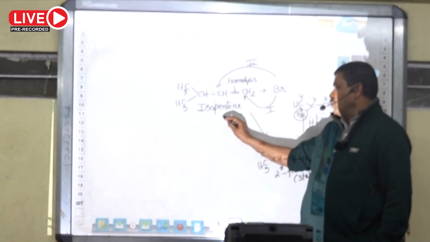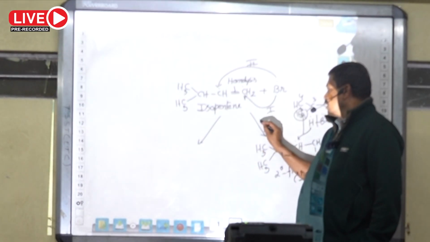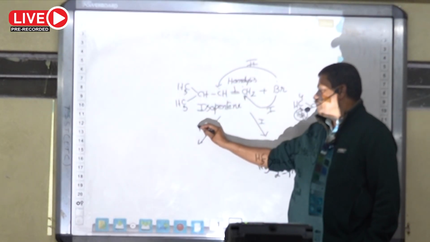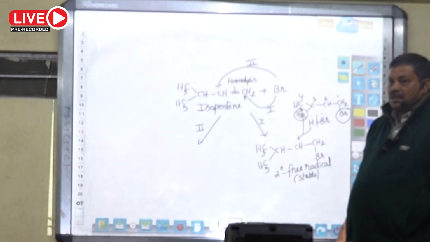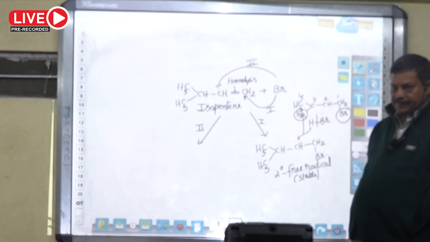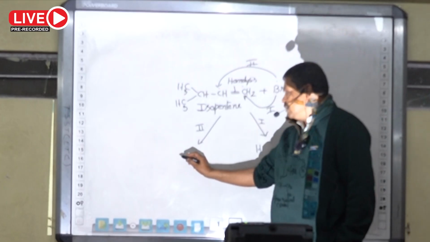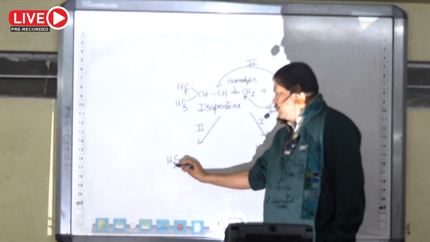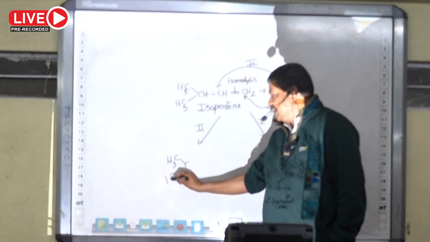Suppose if path 2 is followed, this is path 1. If Br attacks the middle carbon, then you will get a primary free radical.